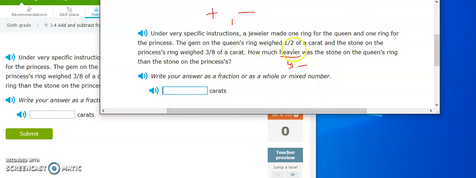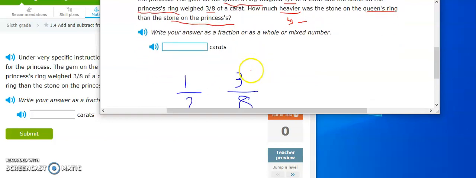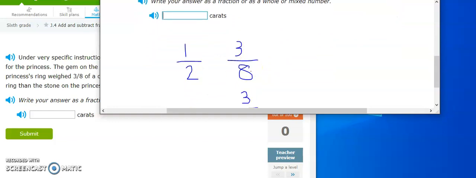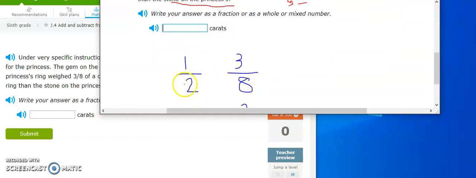All right, so I know that my information is I have 1/2 a carat here, the queen's ring, and then I have 3/8 of a carat for the princess's ring. And if I want to know how much heavier the queen's ring is versus the stone on the princess's ring, I can use this information here. All right, so scrolling down, 1/2, that's the queen's ring, and 3/8 is the princess's ring. So I already said that I'm going to be subtracting this information.